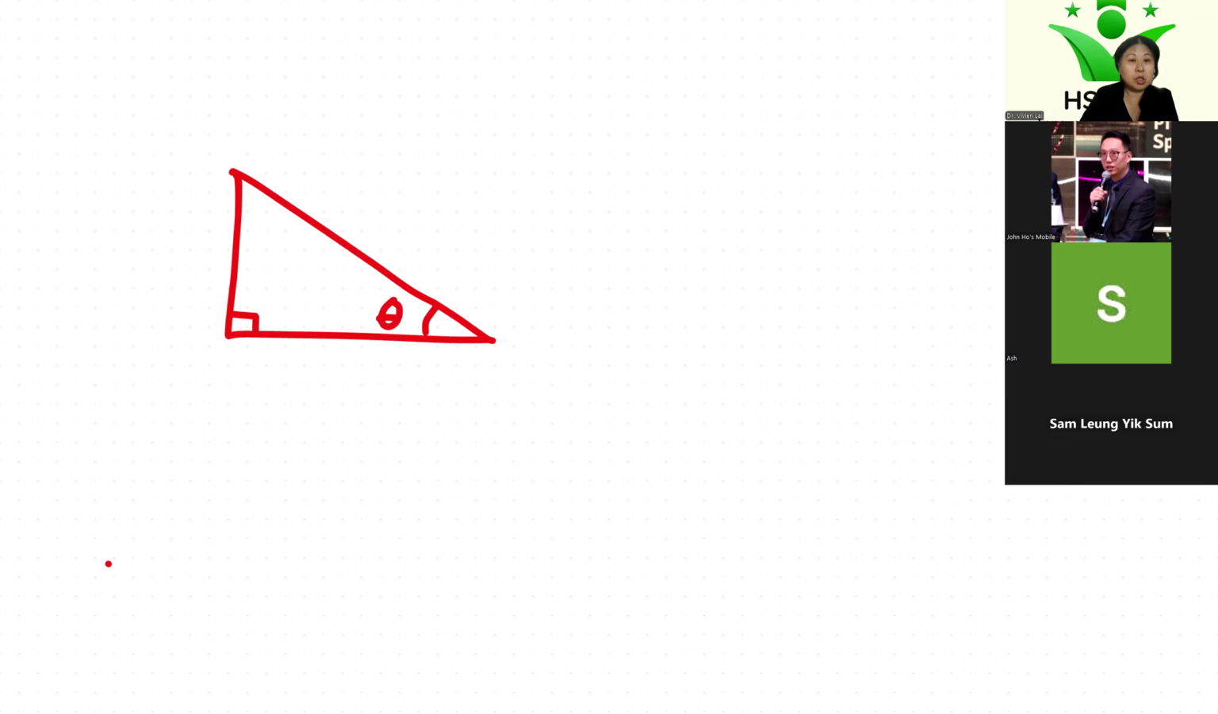Opposite to the theta, we call opposite. So we focus on the word O. O stands for opposite. And on the same line with the right angle and also the theta, we call adjacent. A stands for adjacent. And then opposite to the right angle, that is the hypotenuse, the longest length of a triangle. Once you recognize this, because last time I already tested you, you all understand how to label this.